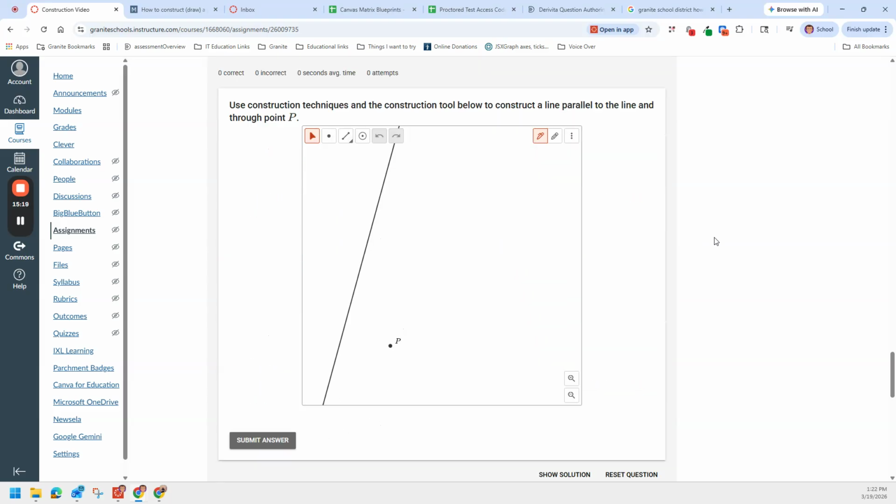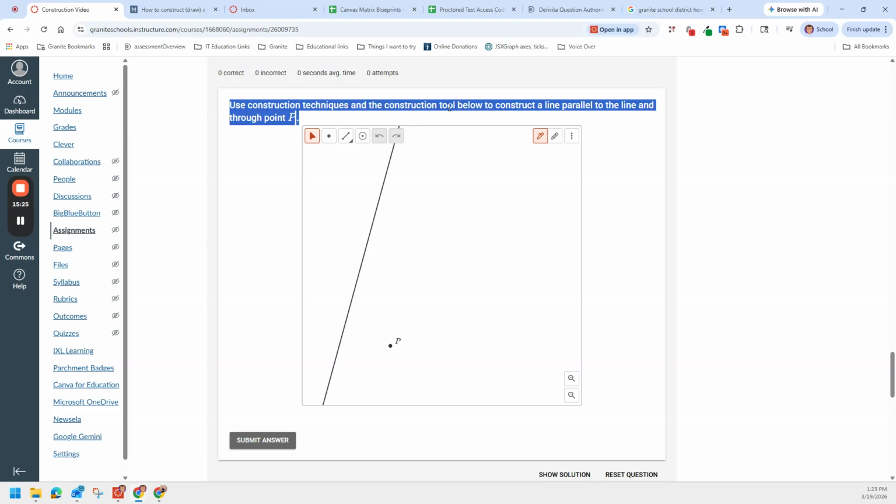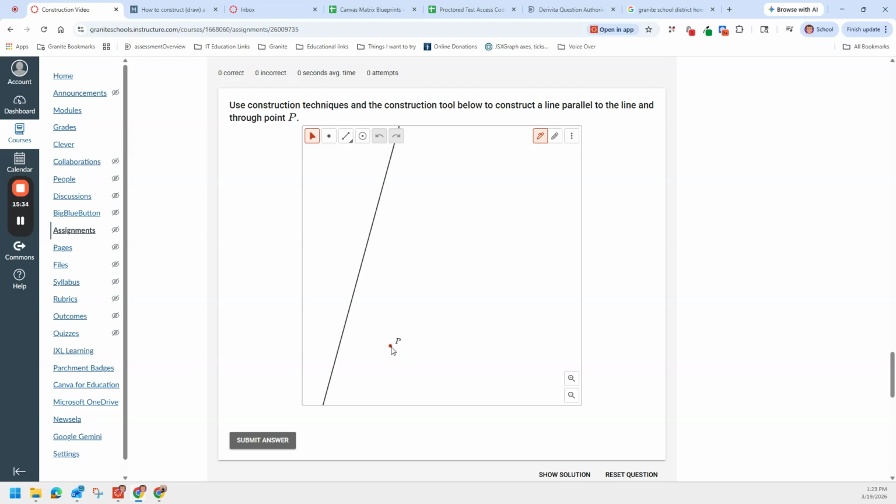Okay? All right, so let's look at this. We're going to use construction techniques and the construction tool below to construct a line that's parallel to the line and through point P. Here's what I want you to remember about parallel lines: parallel lines are always the same distance apart. So we need to create another point, let's say up here, that will be the exact same distance from this line as point P is from the line.